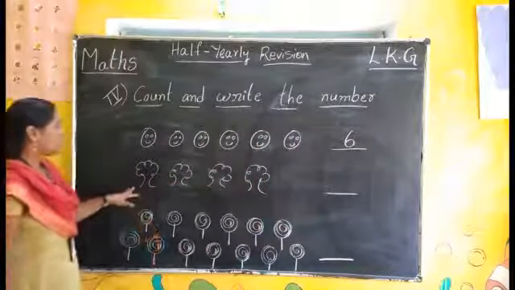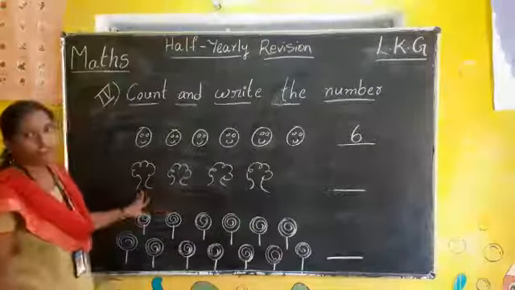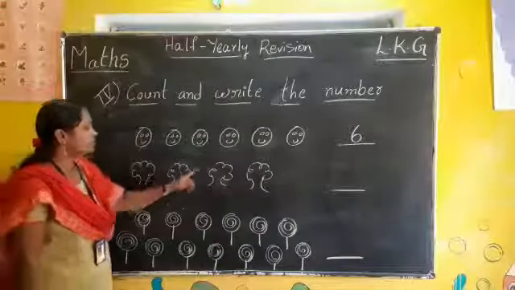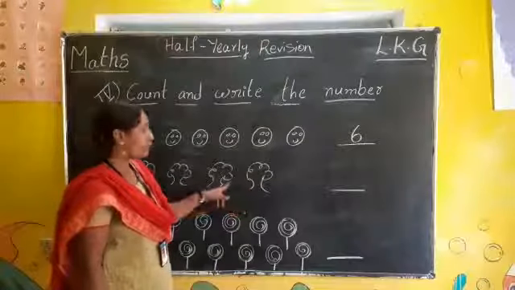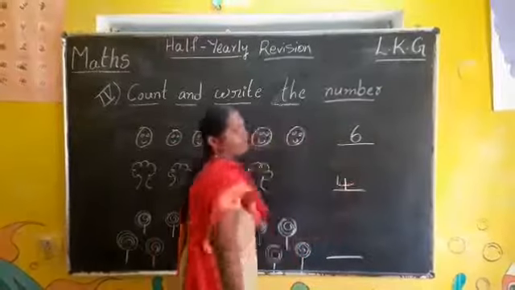Now next. How many trees are there? Come on, count it children. 1, 2, 3, 4. 4 trees are there. Okay. So, write here number 4.